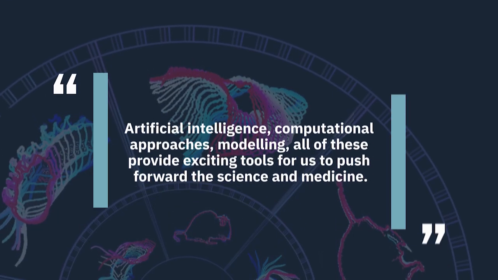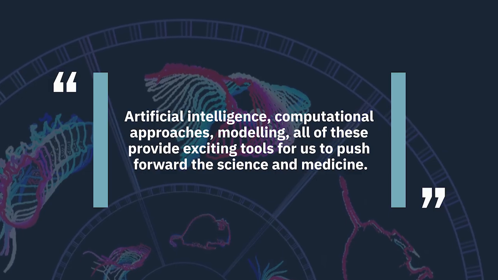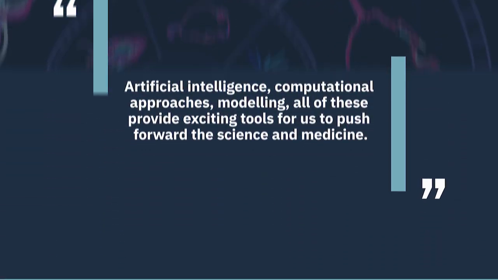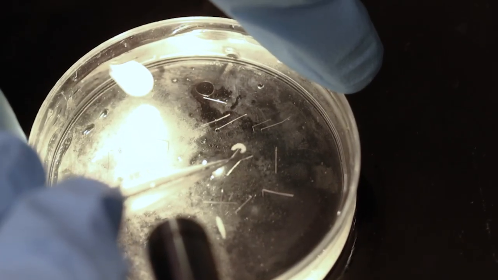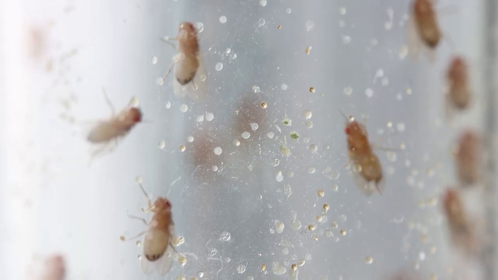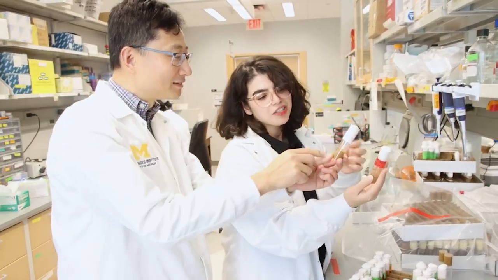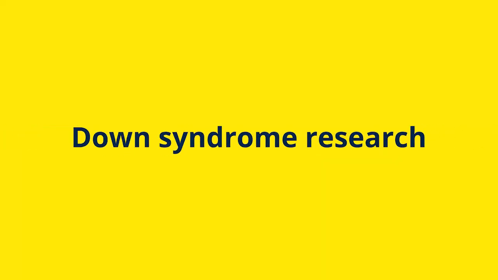Artificial intelligence, computational approaches, modeling, all these provide exciting tools for us to push forward science and medicine. However, these tools cannot replace experimental systems like fruit flies and many other organisms. These organisms provide unique opportunities for experimentation, which cannot be done directly in humans and cannot be done just in computers. One particular interest of our lab is the brain disorders in Down syndrome.